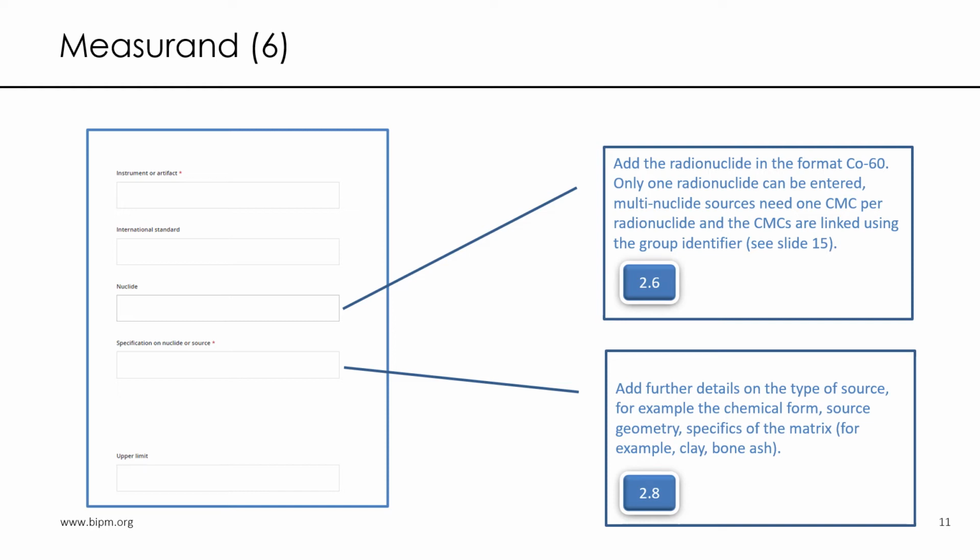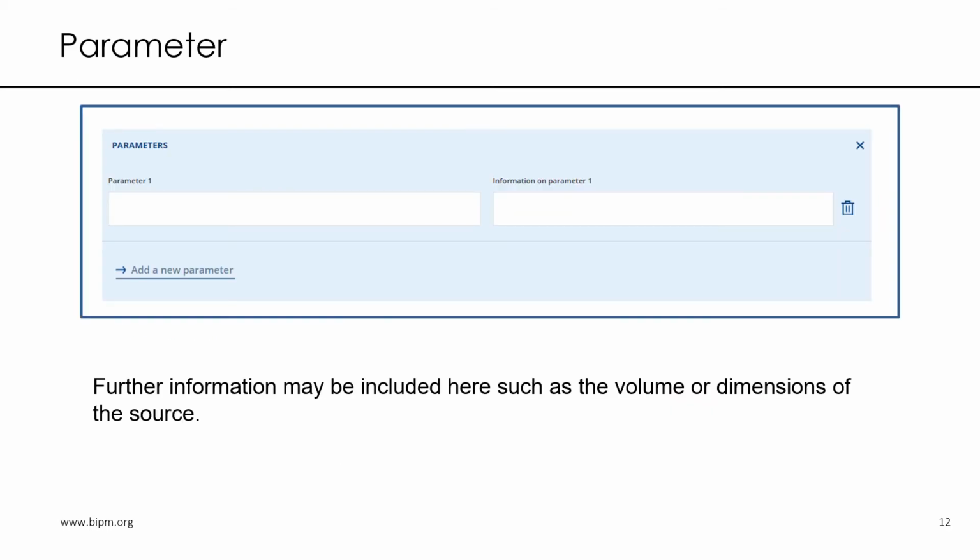Please also add further details of the type of the source, for example, the chemical form, the source geometry, the specifics of the matrix. You can also add further information, such as the volume or dimensions of the source, or any information that you think might be of help to the reviewer.